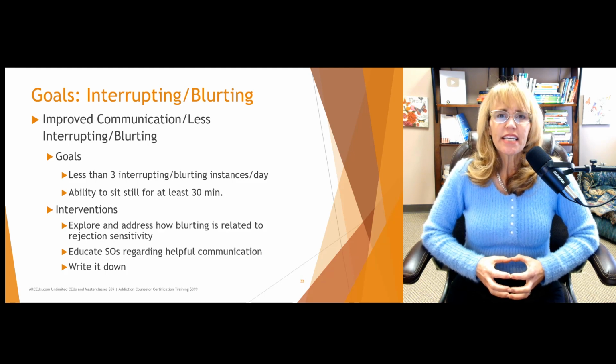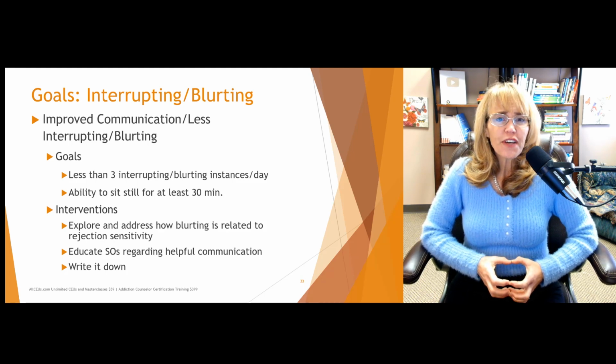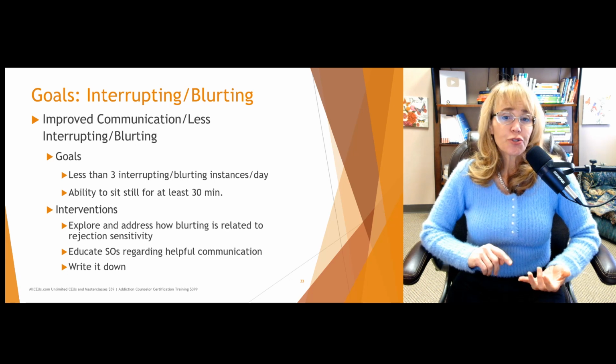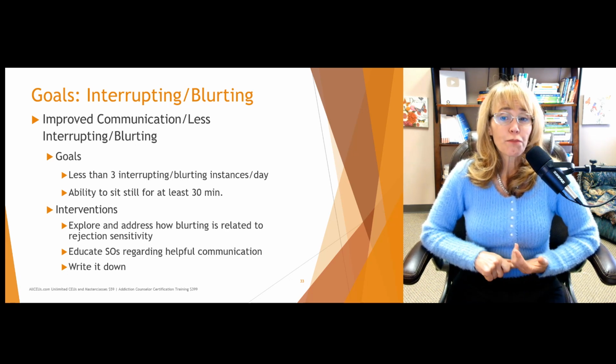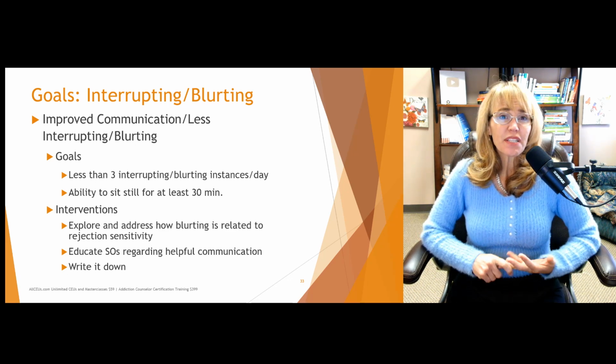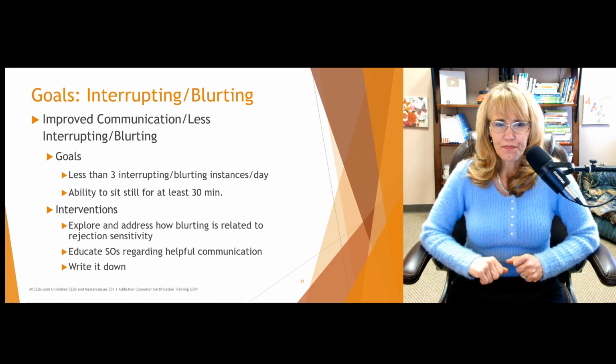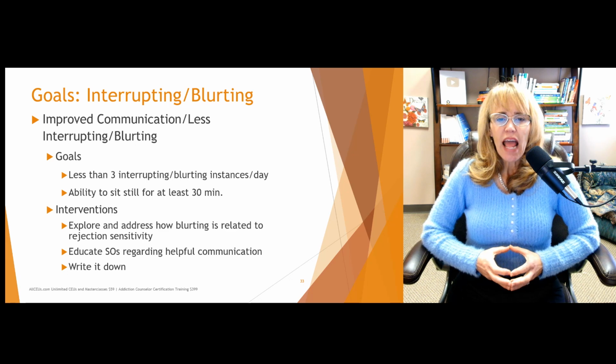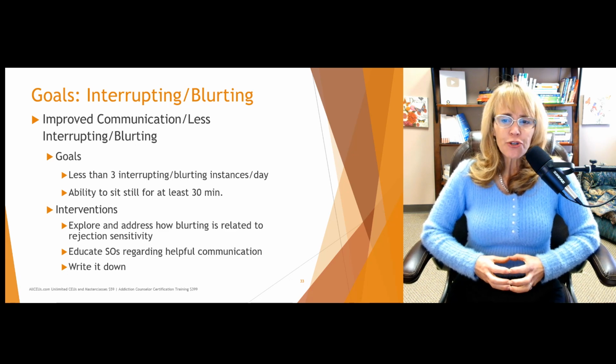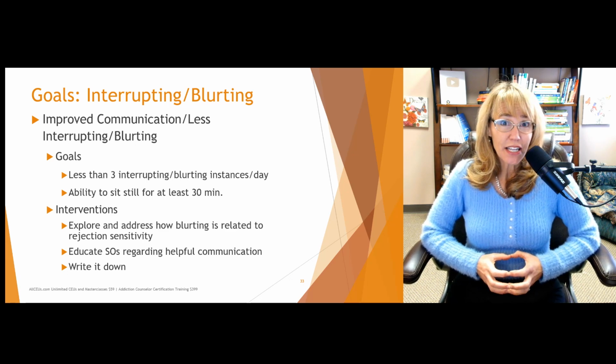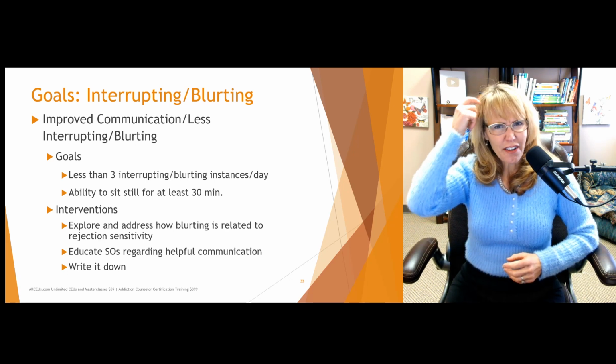Interrupting and blurting is also another problem. So improving communication to less than 3 interrupting or blurting instances per day, and potentially the ability to sit still for 30 minutes. Interventions. Explore and address how blurting is related to rejection sensitivity. Now, you may be scratching your head on this one.